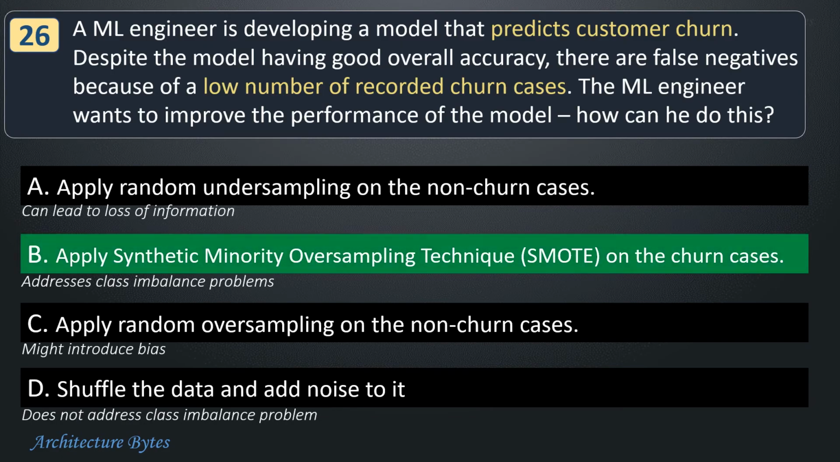So option B is the correct answer here. It is a technique specifically designed to address class imbalance problems, which is the case in this scenario, where there are fewer churn cases compared to non-churn ones. Option A reduces the number of non-churn cases but can lead to loss of information. Option C, this might introduce bias and potentially degrade the model's performance on non-churn cases. Option D, this would not address the underlying class imbalance problem and could potentially degrade the model's performance.